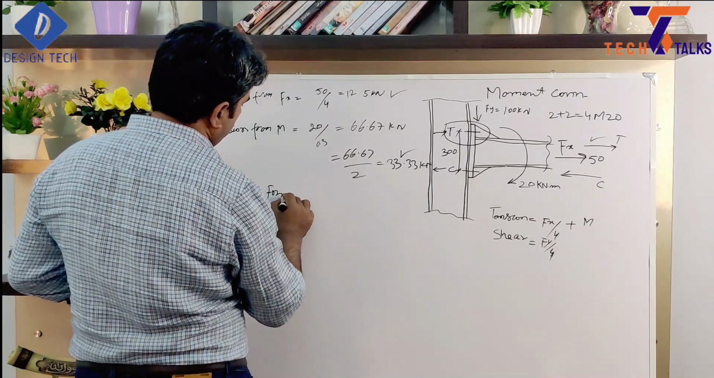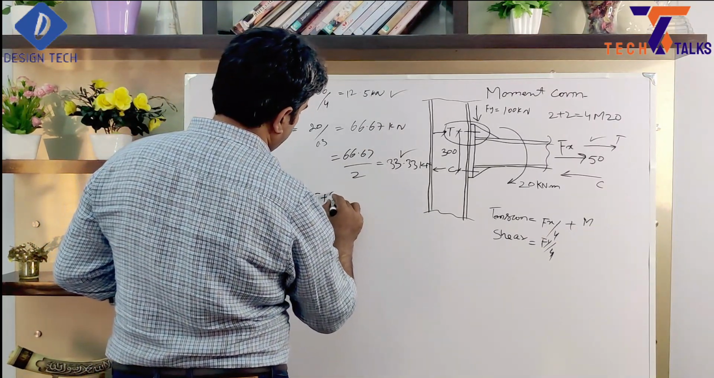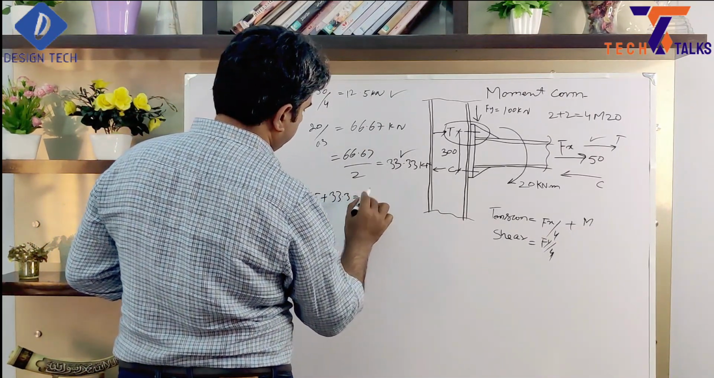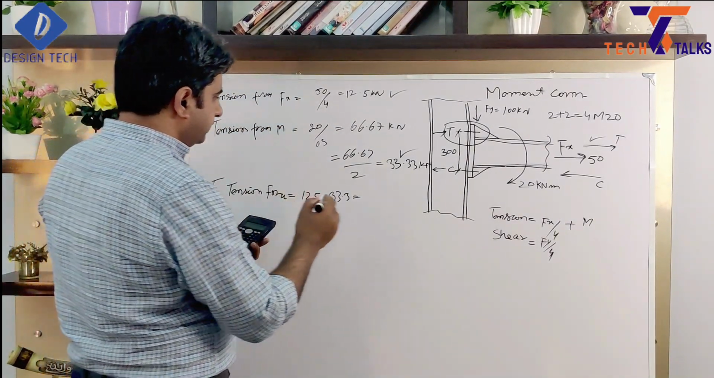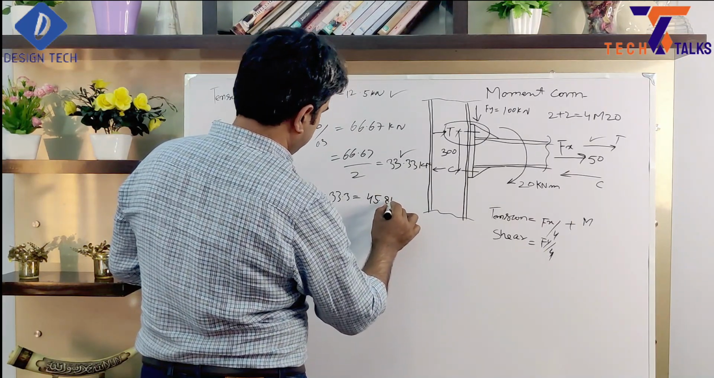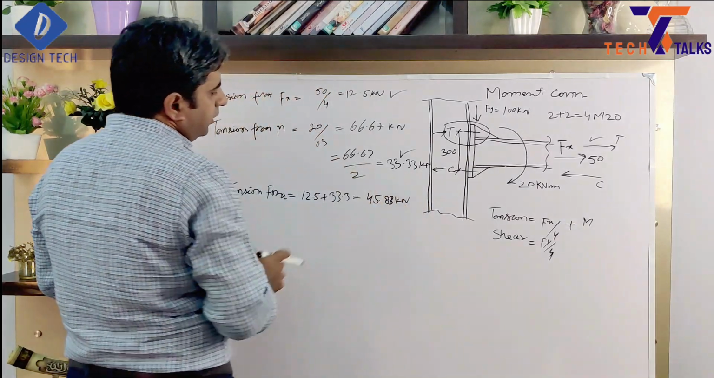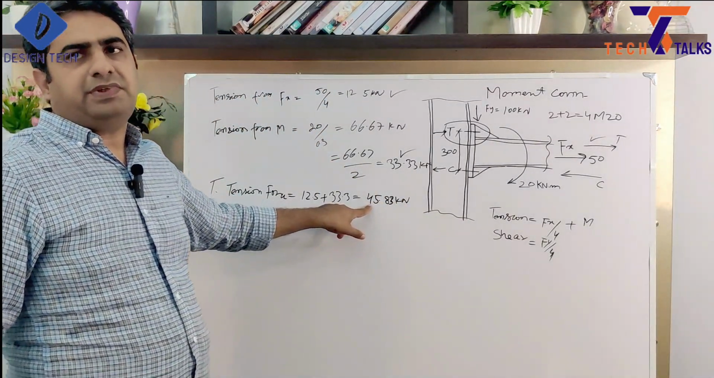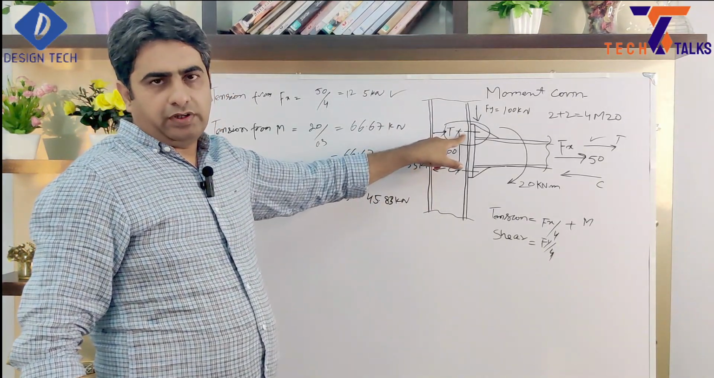So this and this, when we add, the total force will be 12.5 plus 33.3, which is equal to 45.83 kilonewton. So this is our maximum tension force which will come on one bolt.